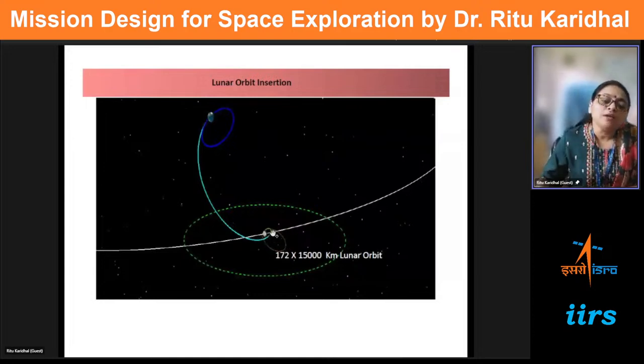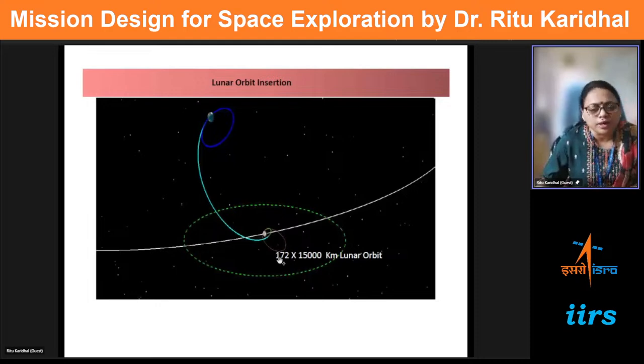So we need a maneuver where retro engines need to fire. They kill the velocity, they kill the kinetic energy of the satellite, so that it can get captured around the moon. This is also a very important maneuver, which we call lunar orbit insertion. It ensures that we put in a proper energy, and it is like pushing the satellite into the gravity well of the moon. That is what is achieved.